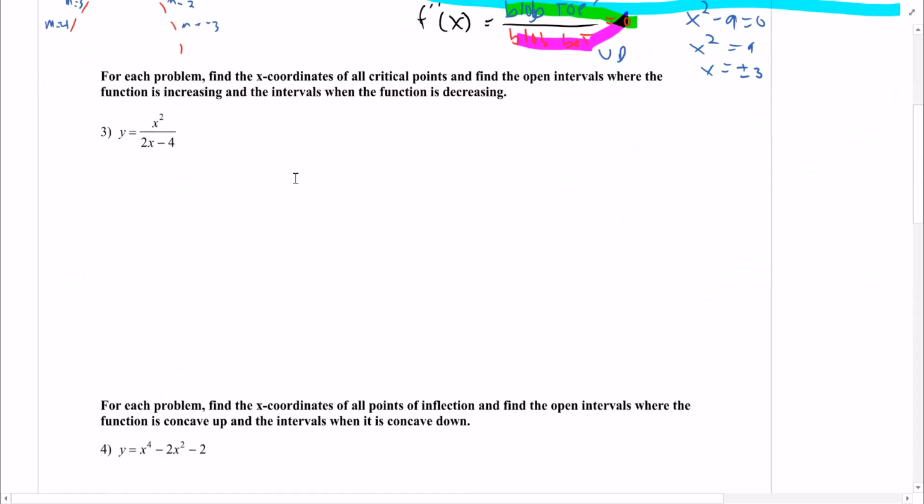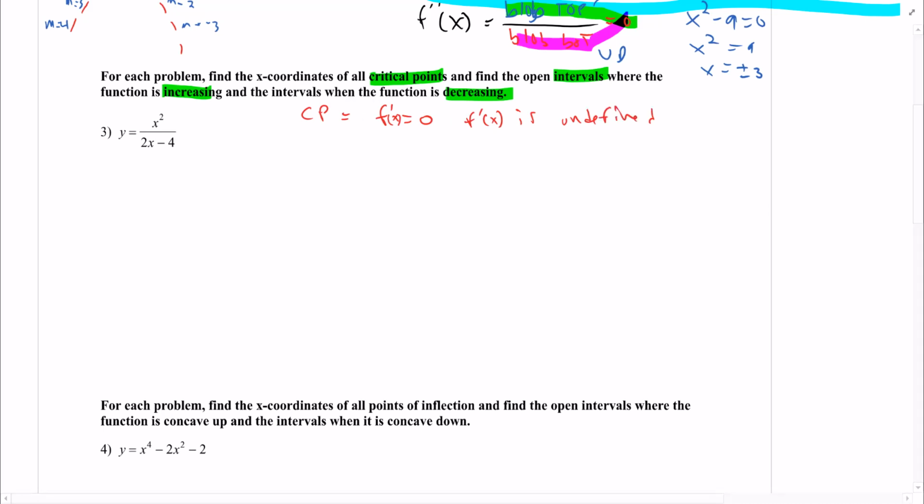All right, so here we go. Find the x-coordinates of all critical points. I guess I should have put a definition up there for critical points as well. And we want to find the open intervals where the function is increasing and the intervals where the function is decreasing. So the first thing we got to do is find critical points, right? Critical points are when the first derivative equals 0, or when the first derivative is undefined. So that's the same thing as for concavity, except for the original function.